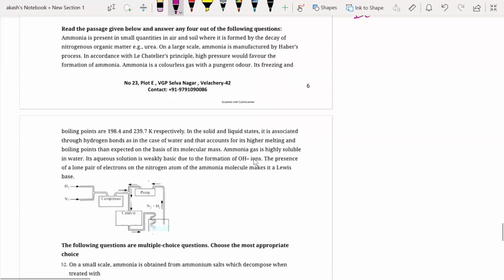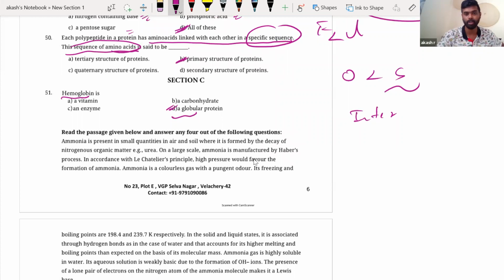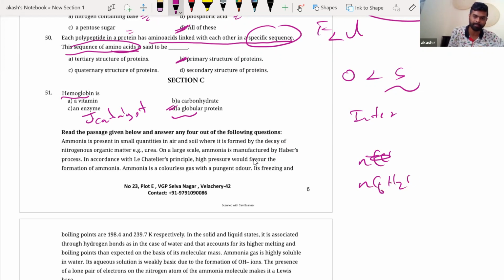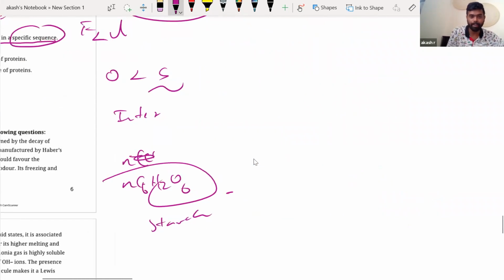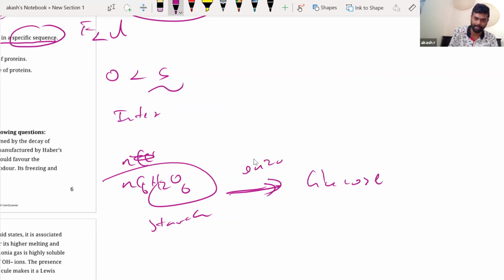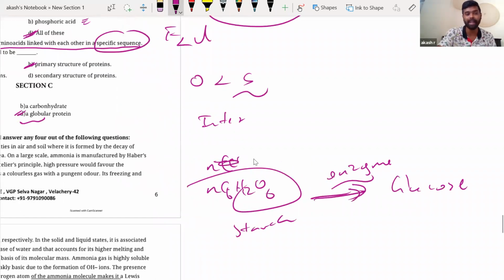Sir, hemoglobin is an enzyme, no, sir? No. Hemoglobin is a protein. See, what is an enzyme? An enzyme should be a catalyst. Say, for example, I have starch. Starch is basically glucose, so many units of glucose, (C6H12O6)n. Now this starch will be converted into glucose in your cell, and this reaction is catalyzed by an enzyme. So what you have to understand is enzymes are biological catalysts.